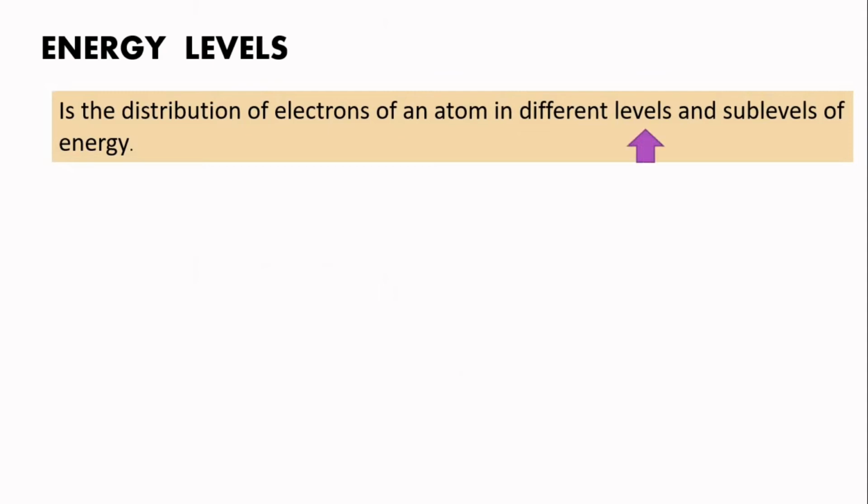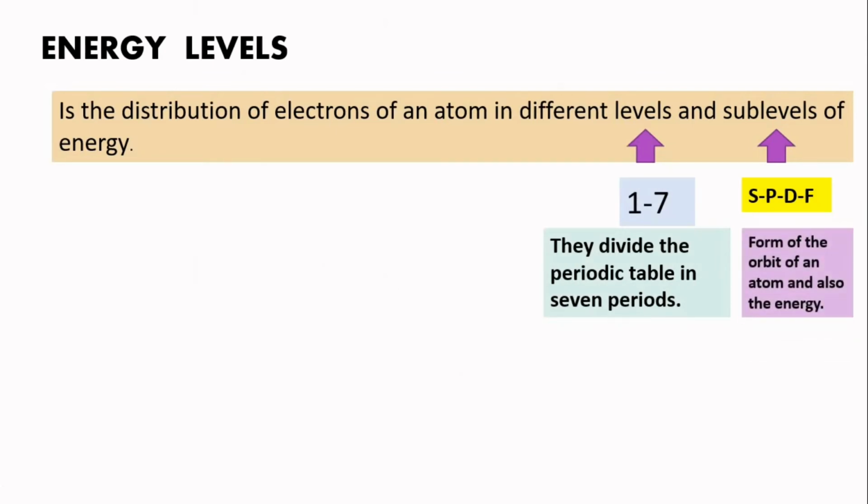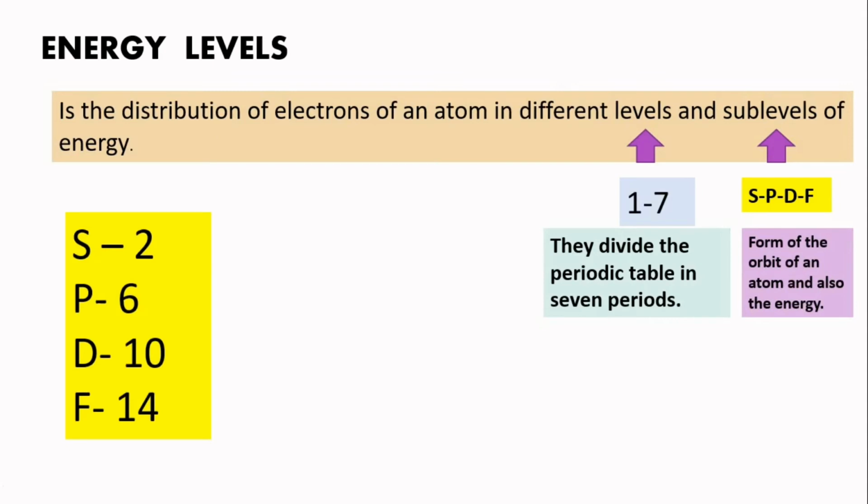And the sublevels are classified in these 4 letters: S, P, D, and F. And it can tell us from an element the form of the orbit of an atom and also the energy it has. Now, in these sublevels, for example, the letter S only admits 2 electrons. The letter P only admits 6 electrons. D only admits 10 electrons, and F only admits 14 electrons.